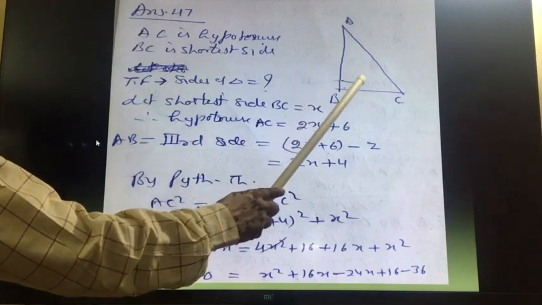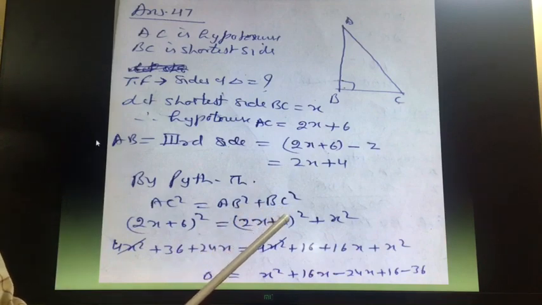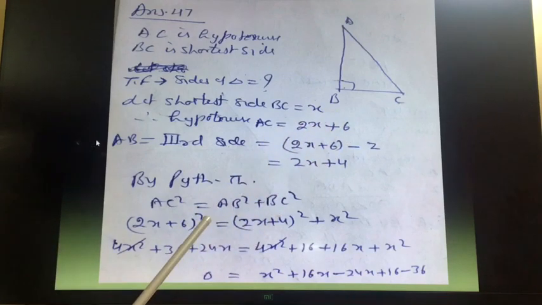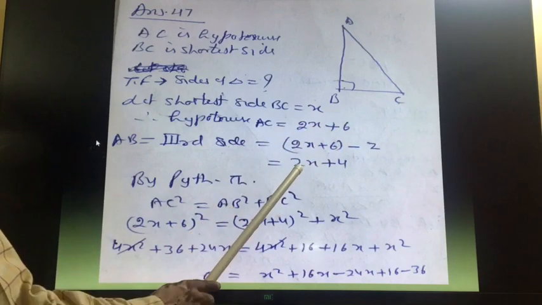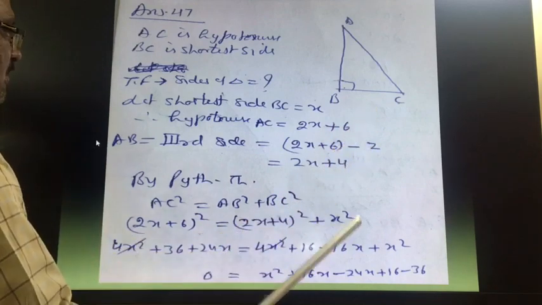And because this is a right triangle, we can apply Pythagoras theorem. So AC square is equal to AB square plus BC square, perpendicular square plus base square. AC we have calculated here. It is (2x plus 6) whole square is equal to AB, AB is (2x plus 4) whole square plus BC, which is x square.